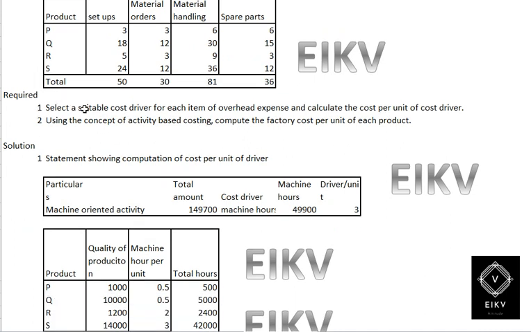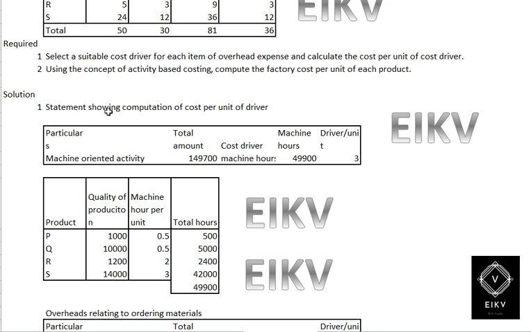And you are required to select a suitable cost driver for each item of overhead expenses and calculate the cost per unit of the cost driver. Number 2, using the concept of activity based costing, compute the factory cost per unit of each product.